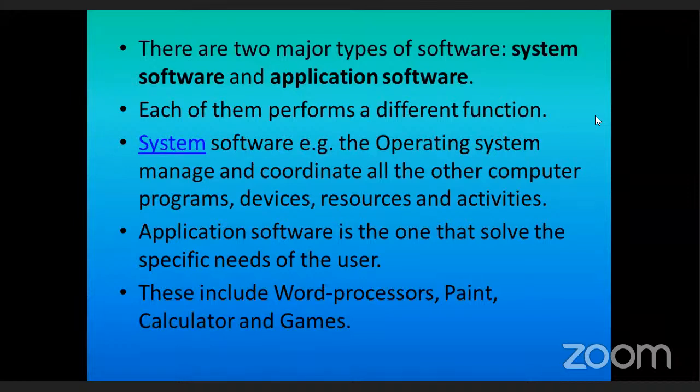Then application software. After having an operating system, you need a software that will help you to use that computer. For example, application software, including word processor. That means that if you have an operating system and you don't have a word processor there, you won't be able to type a letter, you won't be able to type other documents. So you need other programs to help the system software work. You get the point?